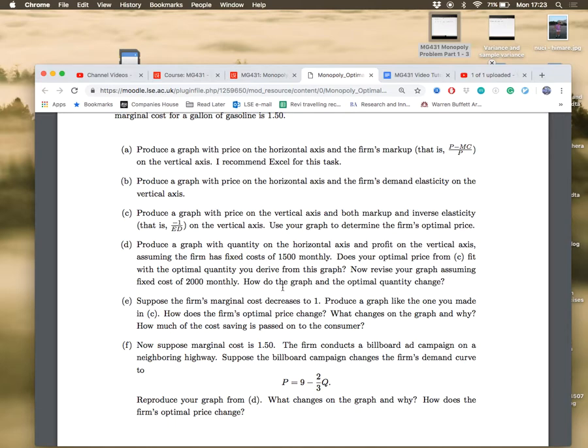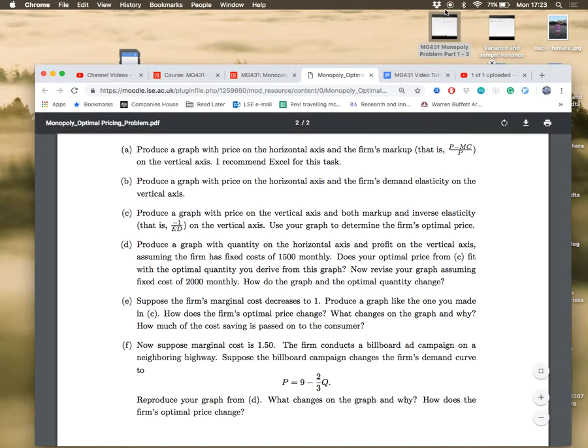They don't change. So what's the lesson that you learned from part D? Fixed costs have no say on the optimal price and quantity, but they do have a say on the final profit that you're going to get, whether you're going to be profitable or less profitable or unprofitable and making losses. So that is part D of it. So I will stop this here.